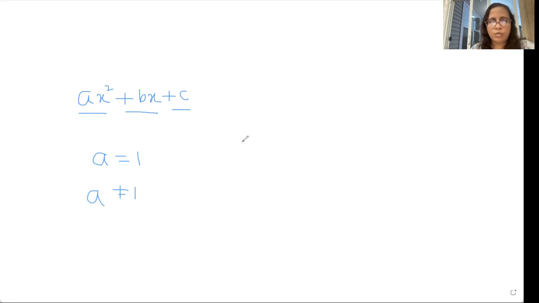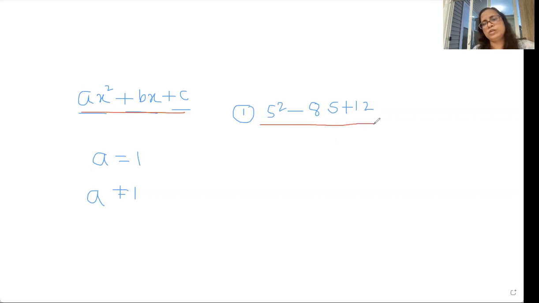So when a equals 1, let's take an example, like number 1: x squared minus 8x plus 12. Just pardon me with my handwriting here. If we compare this equation with the standard form, x squared plus bx plus c, we can see a, the coefficient of x squared or the leading coefficient, is 1, which is invisible. Then b is minus 8, or negative 8, and c, the constant, is 12.